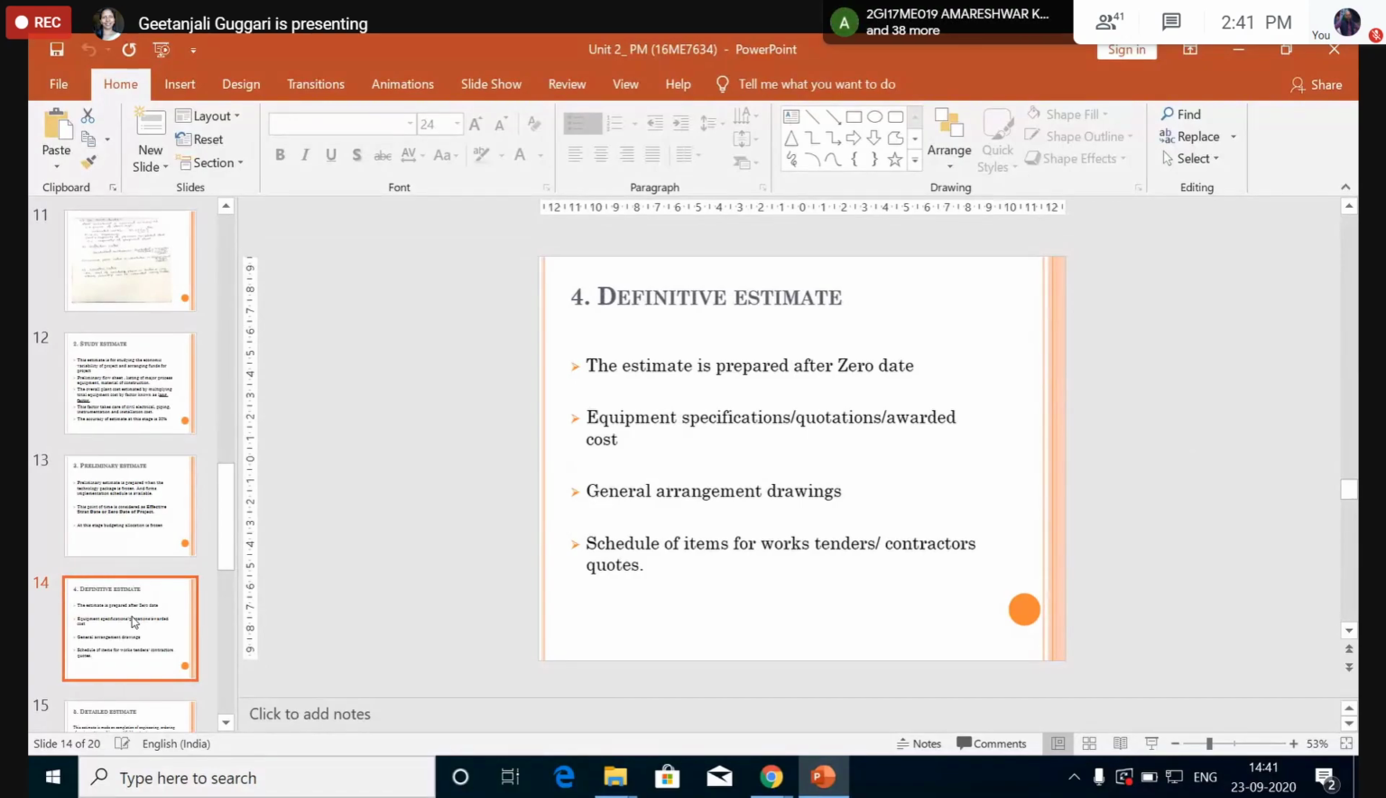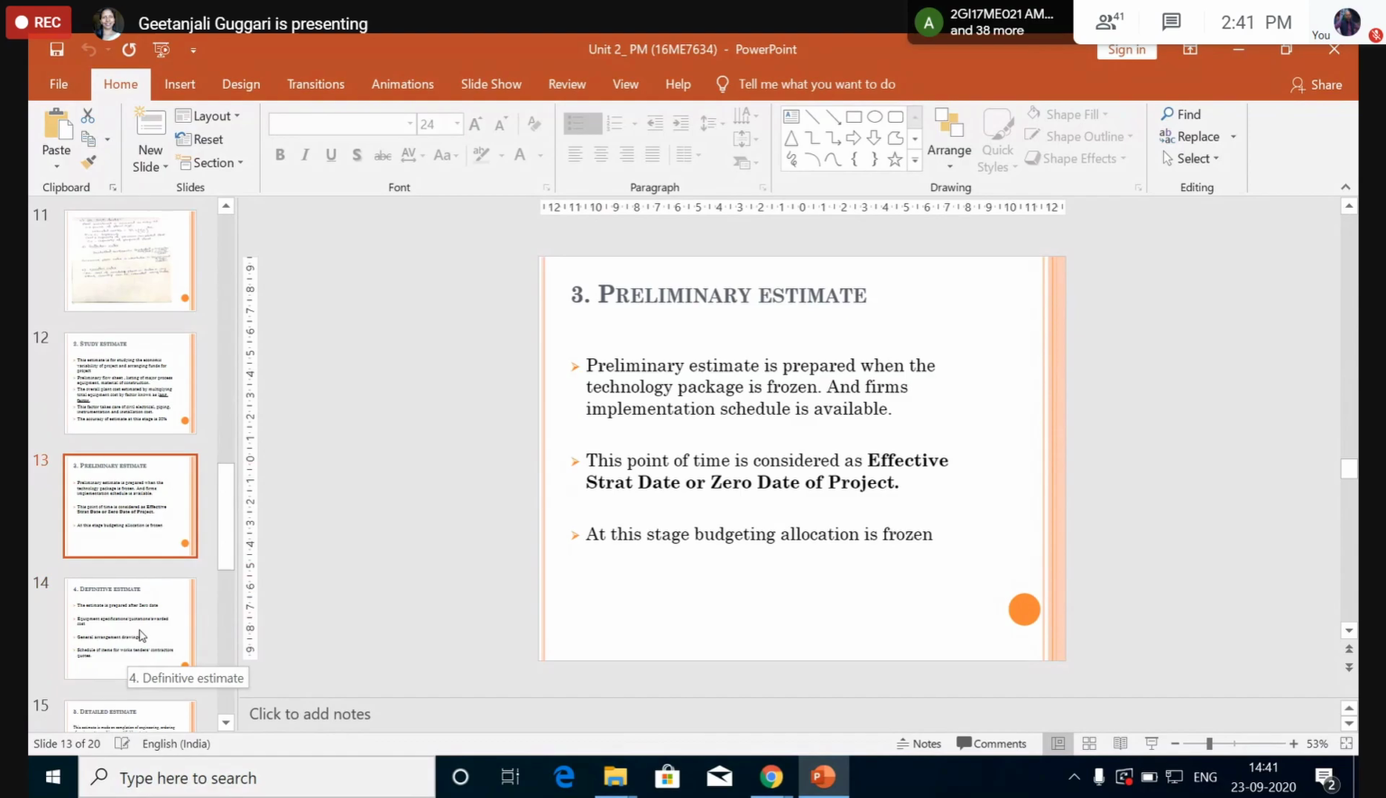So one thing you need to remember is the zero date of the project. That is, the effective implementation of the project, the effective start date of the project, is called the zero date of the project.